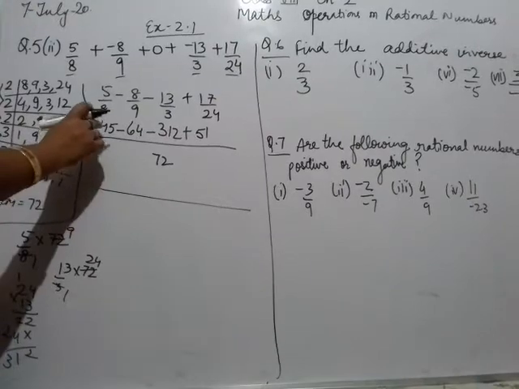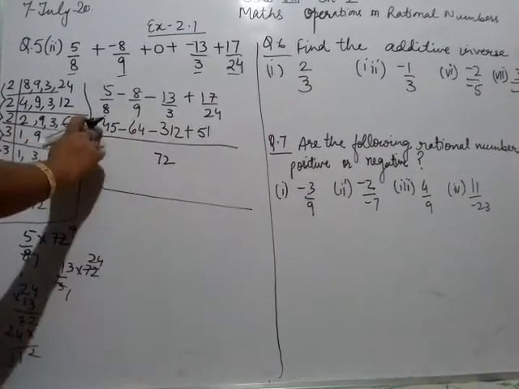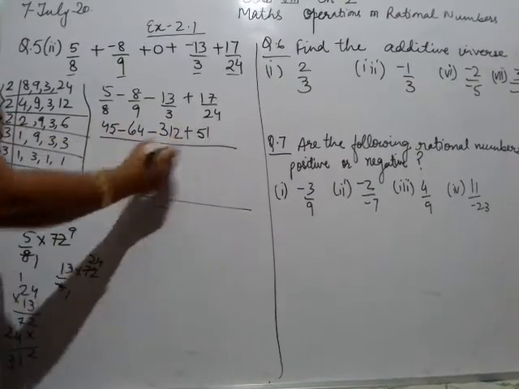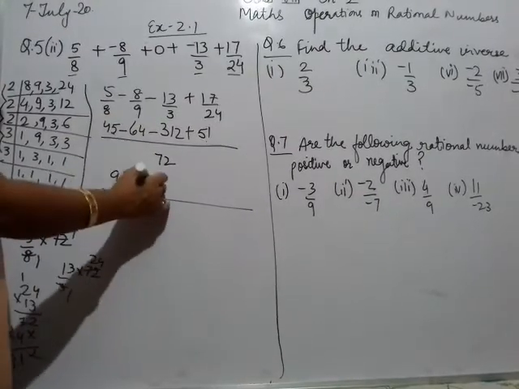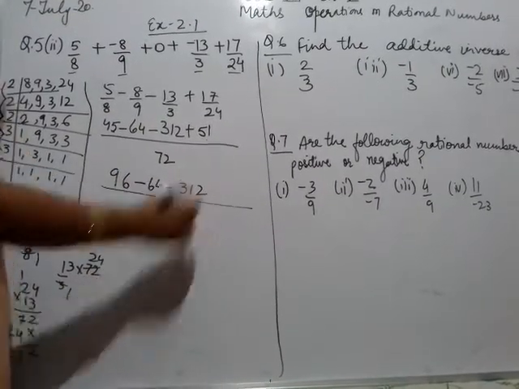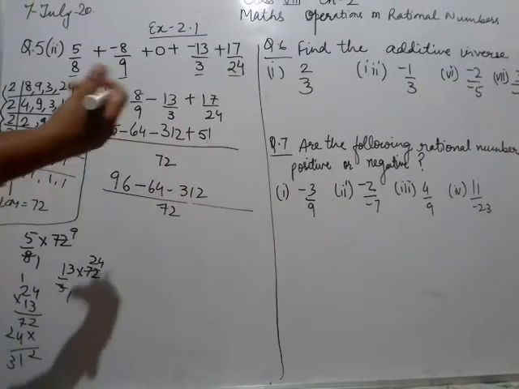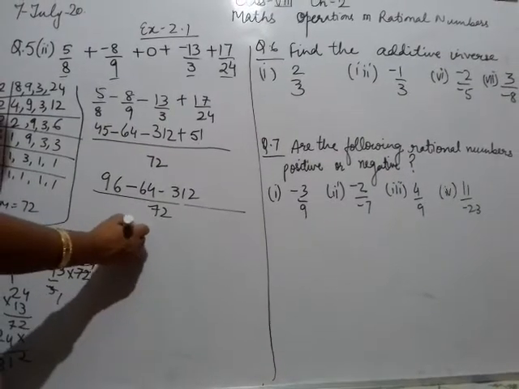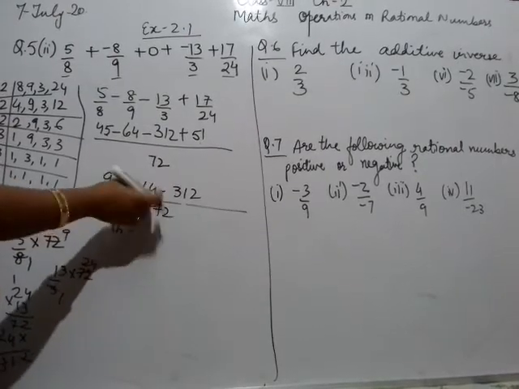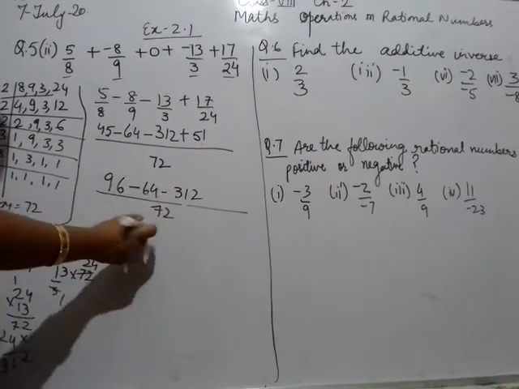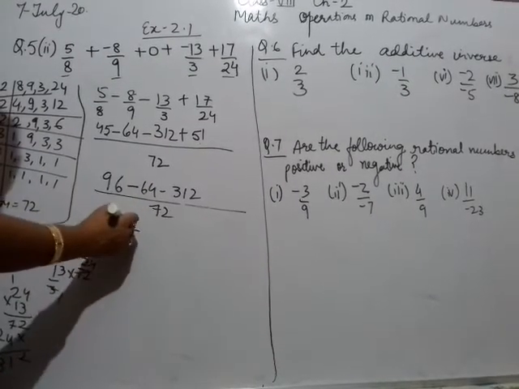Then we add the terms 45 plus 51. These two are positive. So 45 plus 51 will be 5 plus 1, 6. 4 plus 5, 9. Then minus 64 minus 312. There is no need to do simultaneous addition or subtraction of very large numbers. Do it stepwise. Then 96 minus 64, either you do it this way or you add these and then subtract. So 96 minus 64: 6 minus 4 is 2. Then 9 minus 6 is 3.